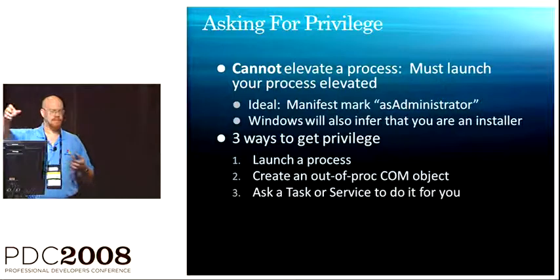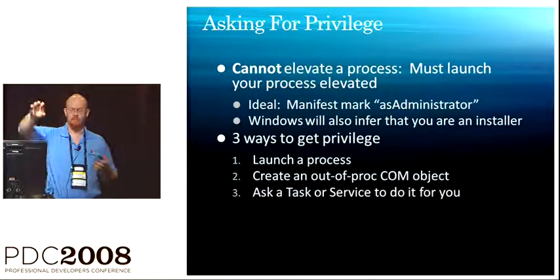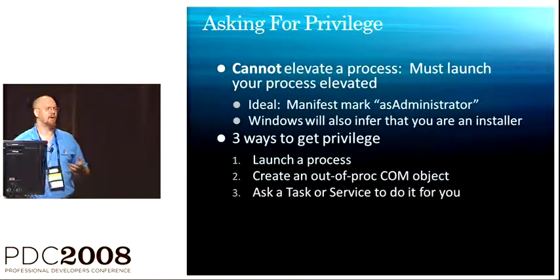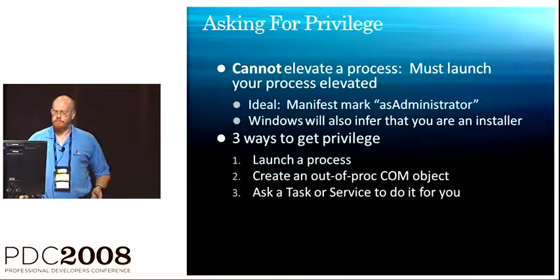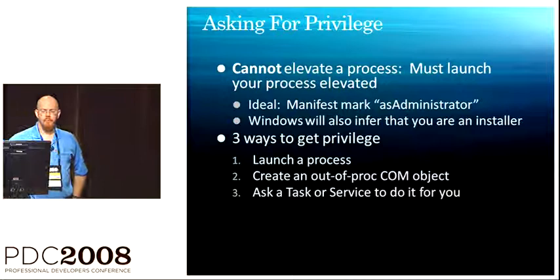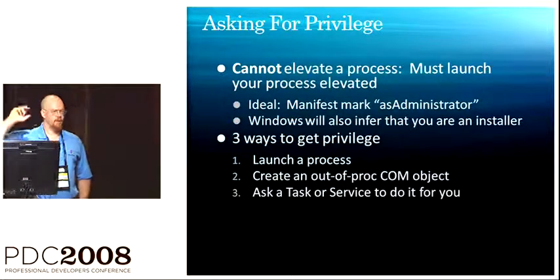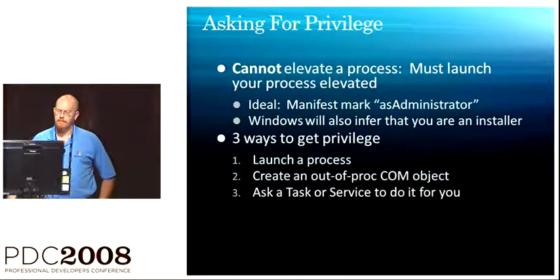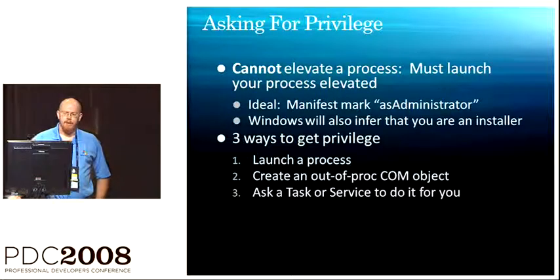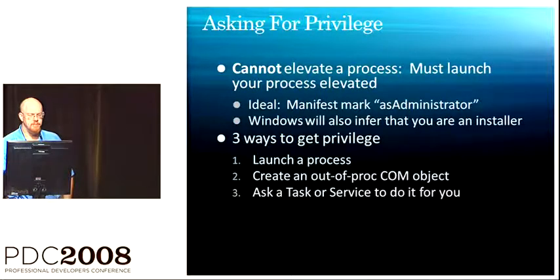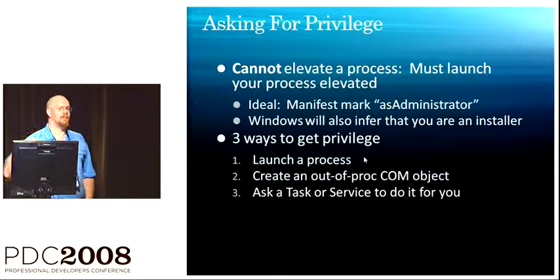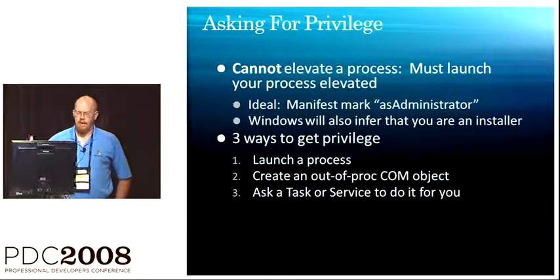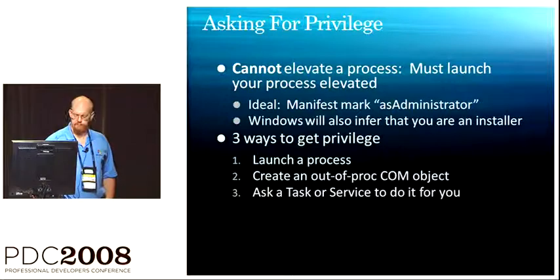Ideally, you would manifest this new hunk of code with a manifest that says as administrator, and then it will elevate and prompt or whatever whenever you run it. Windows can also infer that you're an installer because of those heuristics with the file names. And I'm going to go into some detail on these three major ways to get privilege: launching a process, launching a COM object, and using a task or a service.